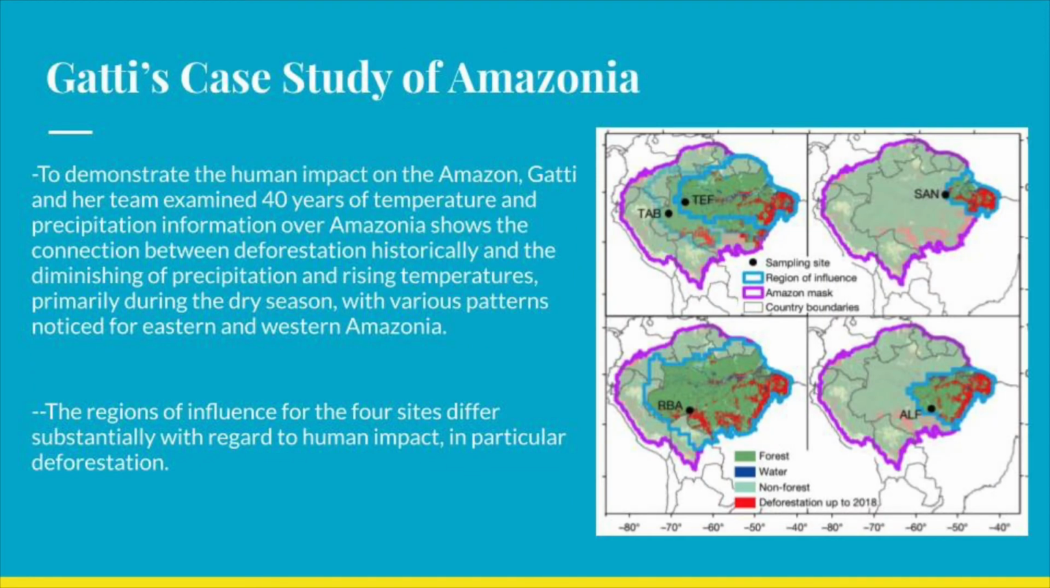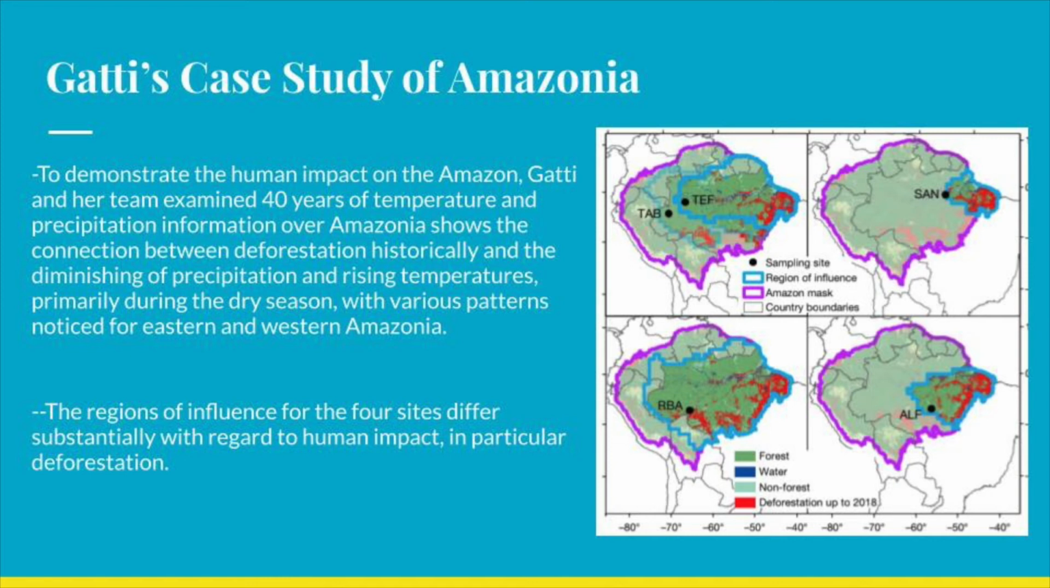So the specific case study, Gatti's case study of Amazonia, went in depth into what we are now seeing happening in the Amazon that is causing a carbon sink. And to demonstrate the human impact on the Amazon, Gatti and her team examined 40 years of temperature and precipitation information over Amazonia to show the connection between deforestation historically and the diminishing of precipitation and rising temperatures, primarily during the dry season, with various patterns noticed for eastern and western Amazonia.